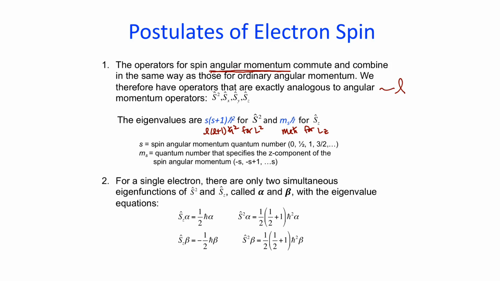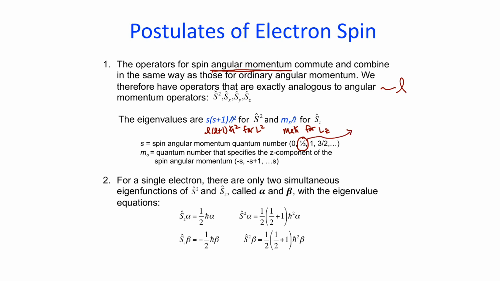Okay, so just like before, just different numbers. Before we had options for L that were integers, so 0, 1, 2, 3, 4, all the way up to n minus 1. Here our spin angular momentum quantum number is a little bit different, so it can take on integer as well as half integer values. You are probably most familiar with the spin 1/2 quantum number. That is the spin angular momentum quantum number for the electron.